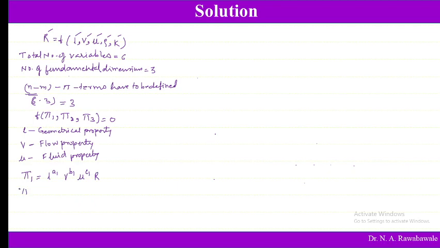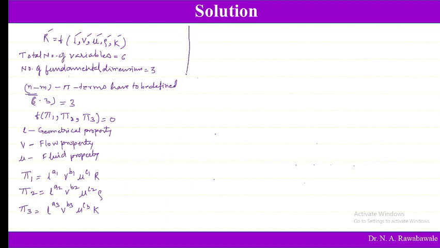Then we define pi 2 term. Pi 2 is again L to the power of A2, V to the power of B2, mu to the power of C2. Now we have used R, so now we can use density rho. Then pi 3 term we can define, that is L to the power of A3, V to the power of B3, mu to the power of C3. So R and rho we have used. Now left is K, that is bulk modulus.